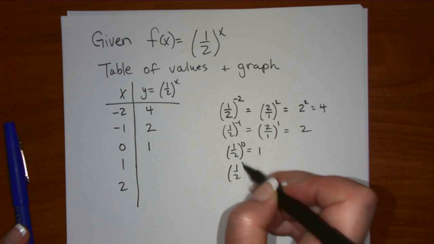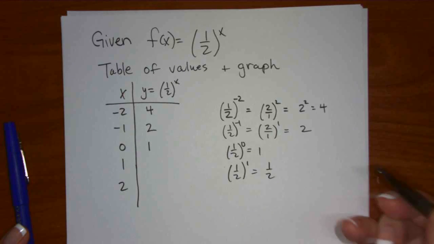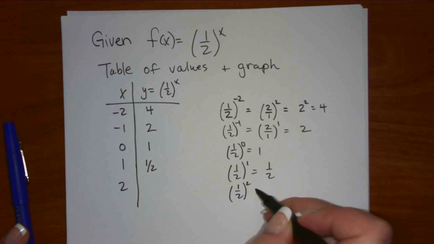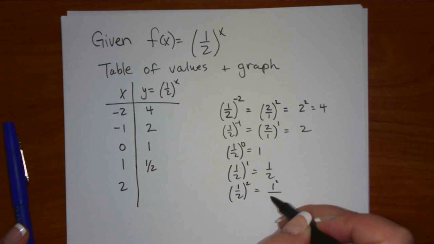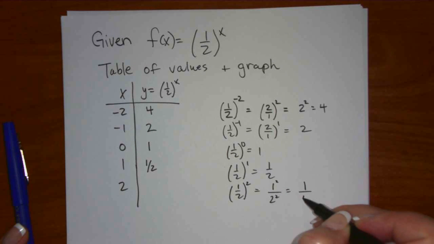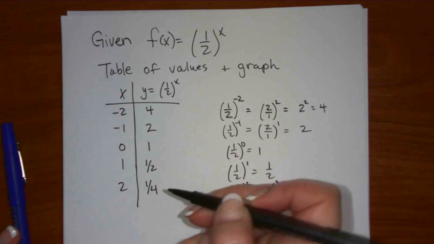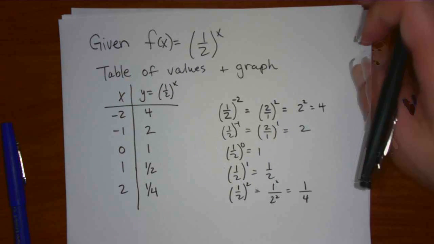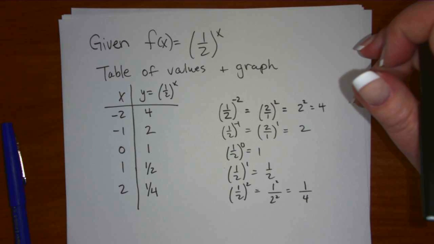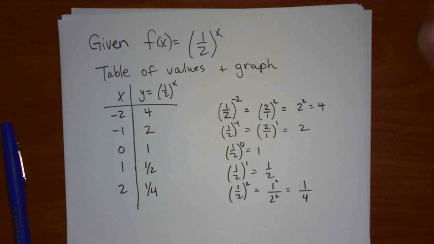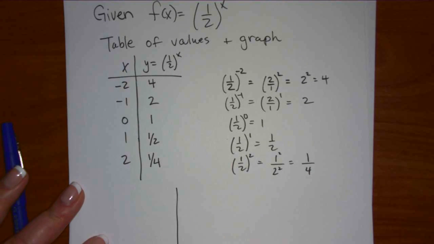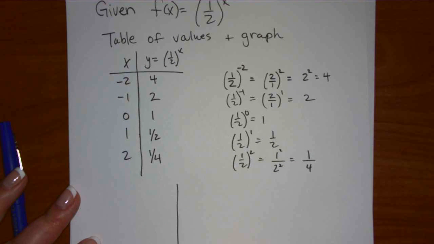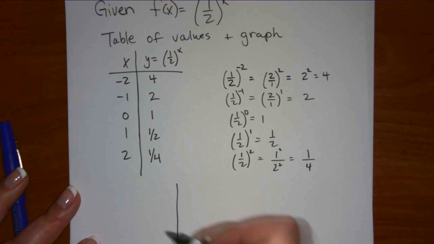1/2 to the 1. Just 1/2. And 1/2 squared. You square the top, 1 squared is 1, and square the bottom. 1/4. Are those not the same numbers we just had? But what's different about it? They're the opposite. So when we draw the graph, it is just the opposite, that it goes this way.